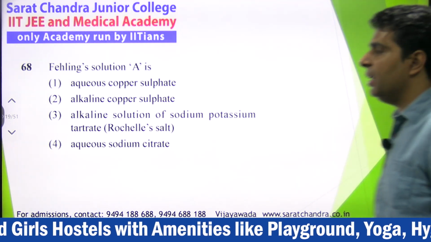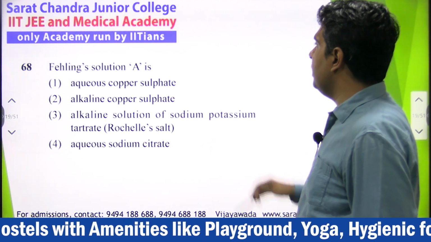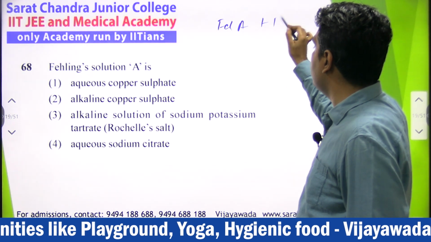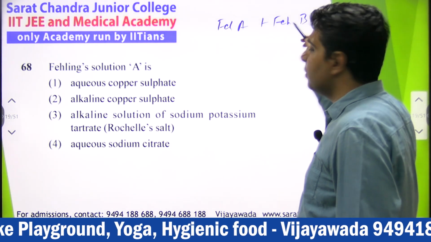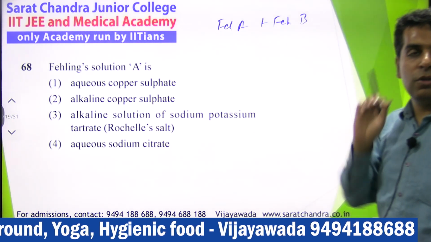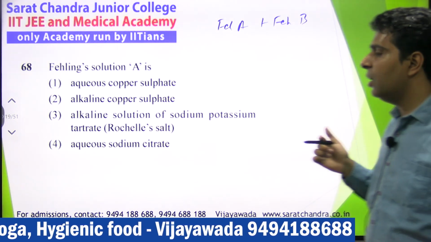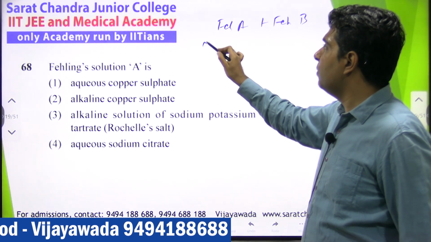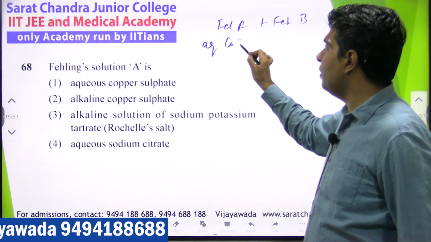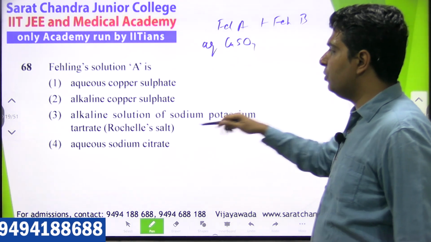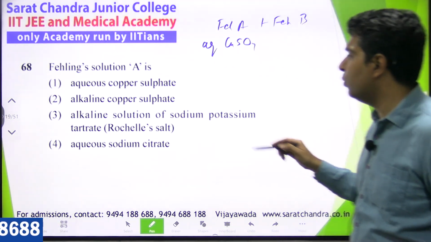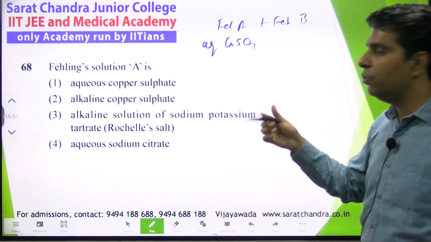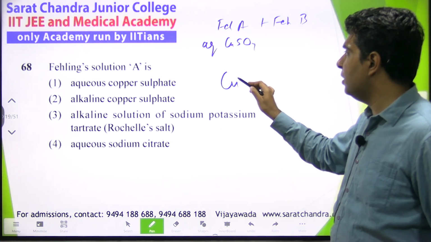Next question: Fehling solution A is. Basically there are 2 Fehling solutions, Fehling solution A and Fehling solution B. These are used to test for aldehydes. Fehling solution A is aqueous copper sulfate, and Fehling solution B is an alkaline solution of sodium potassium tartrate, that is known as Rochelle salt. And these are used to detect aldehydes and ketones.